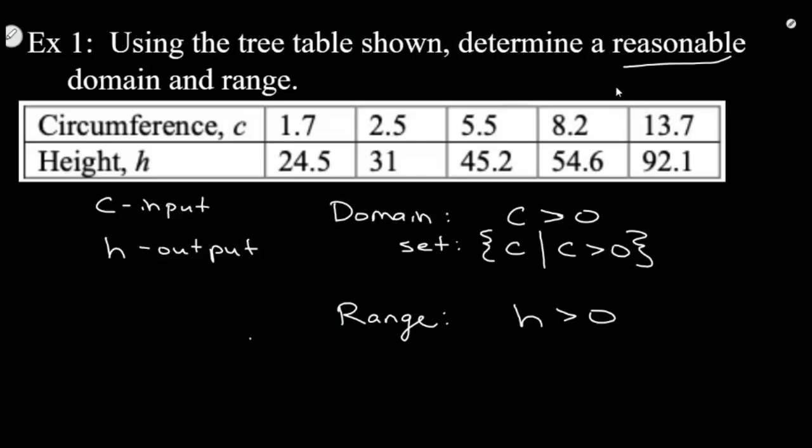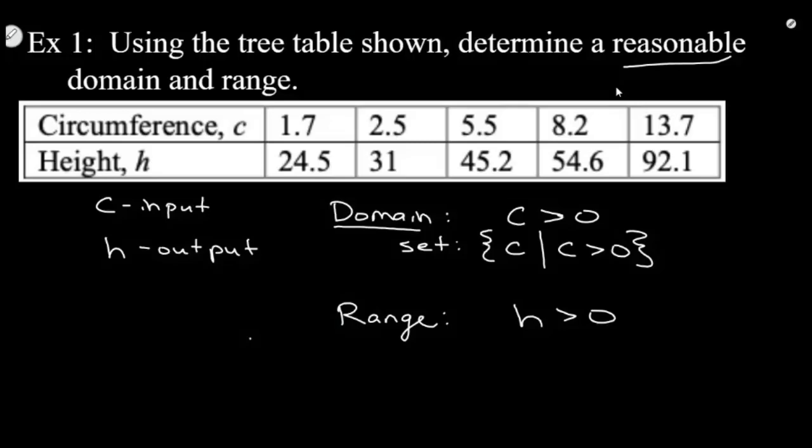So here's what that means. This is how we would say it. It's the set, braces, it's the set of all the C values. And then technically this line means such that. It means there's a condition. So the set of all C values such that C is greater than 0. So that's one way we would describe our domain.